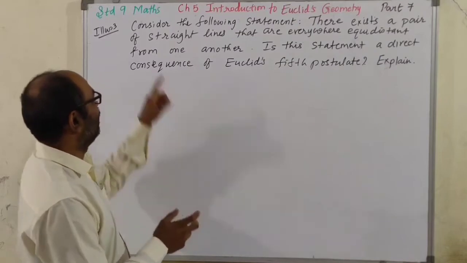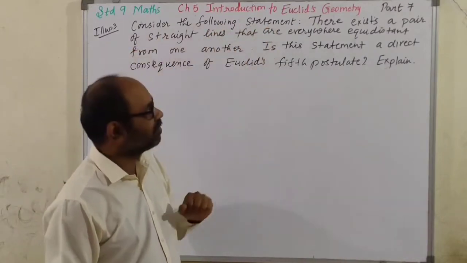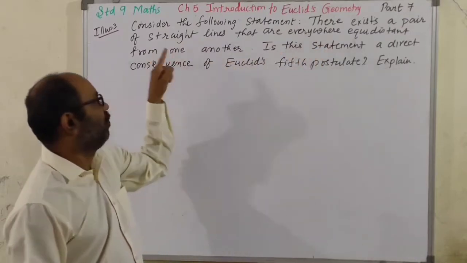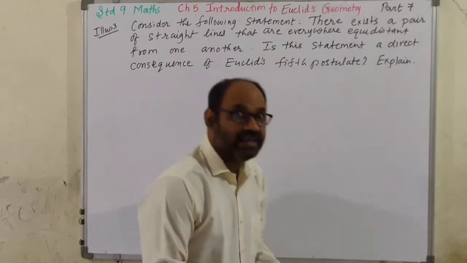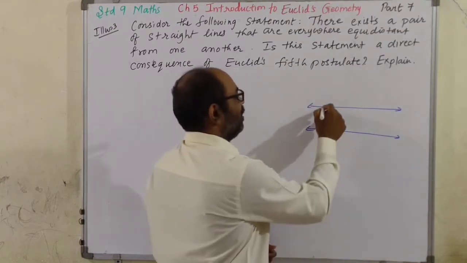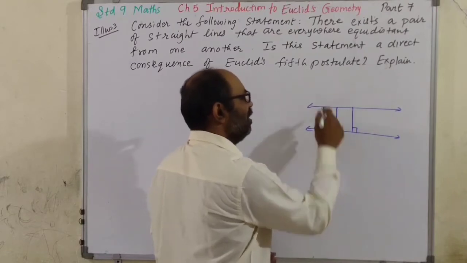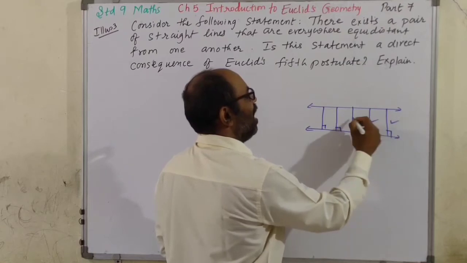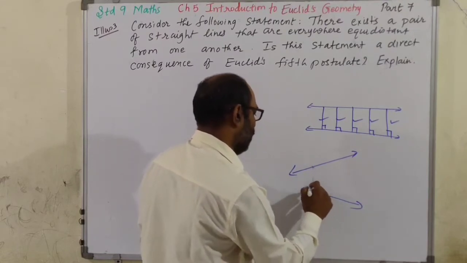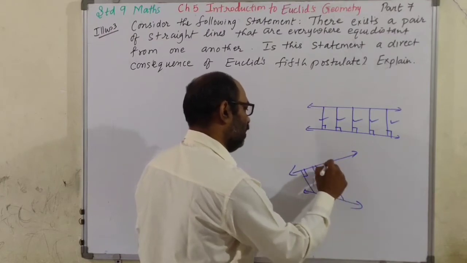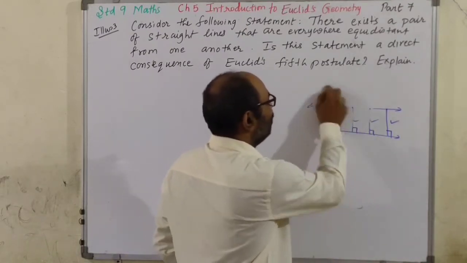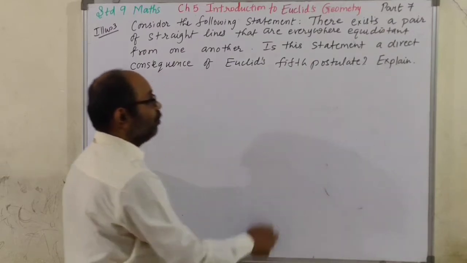Let's see the statement. Consider the following statement: there exists a pair of straight lines that are everywhere equidistant from one another. What is the statement saying? That you get a pair of straight lines where the perpendicular distance between them remains the same. If you draw perpendiculars like this, the distances are not equal. In this case, the distances are equal. Now this is what you have to show.